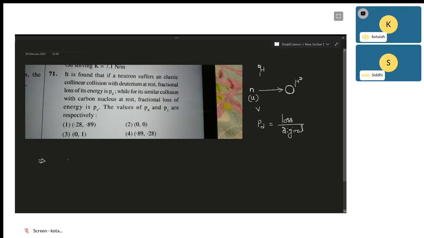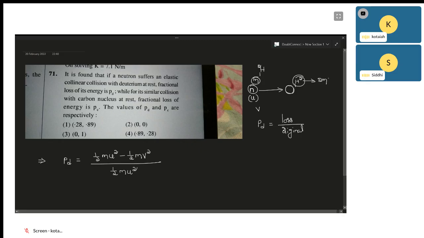So I can write PD is equal to loss, meaning initial minus final: half m u square minus half m v square, by half m u square. Now, I am assuming mass of the neutron is m. Mass of the neutron is m means mass of the deuterium will be 2m, since deuterium has one proton and one neutron. So here you will get u square minus v square by u square.